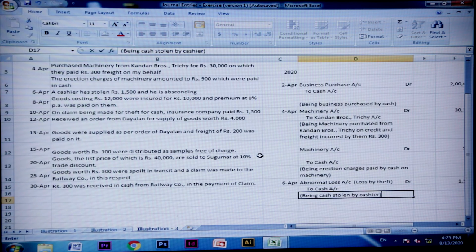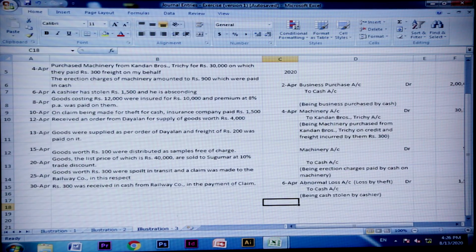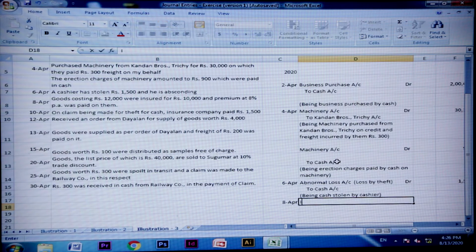And the next entry is on 8th April. Goods costing rupees 12,000 were insured for rupees 10,000 and a premium at 8% per annum was paid on them. Here the transaction is relating to payment of insurance premium. The transaction is on 8th April. The transaction is insurance premium paid.